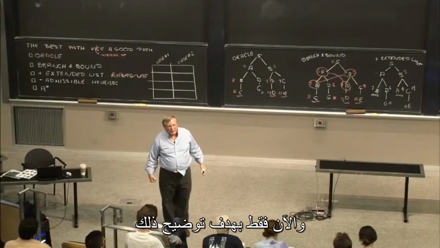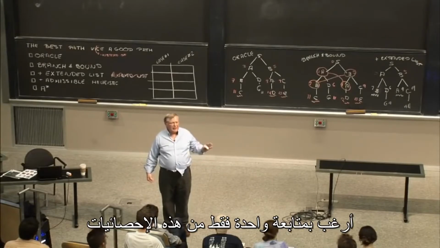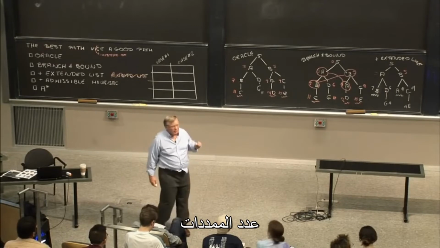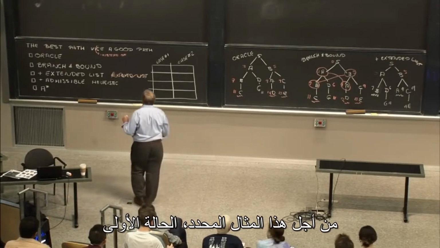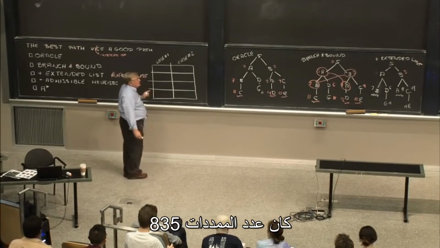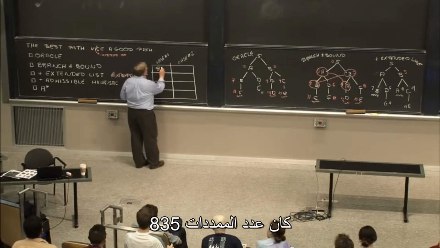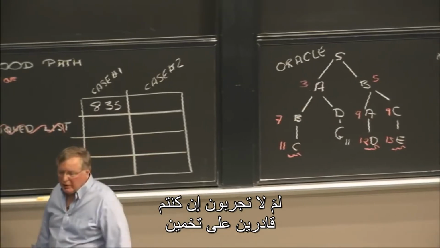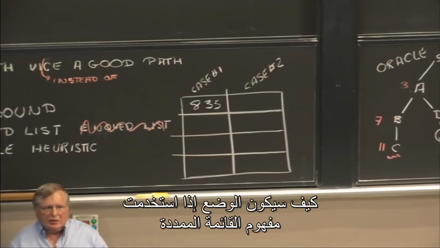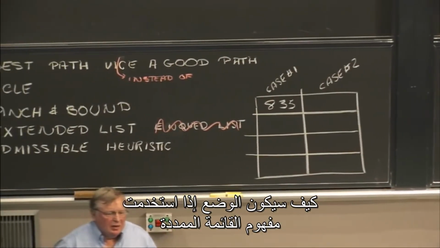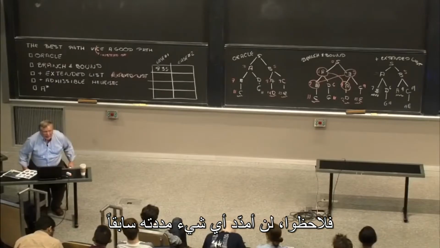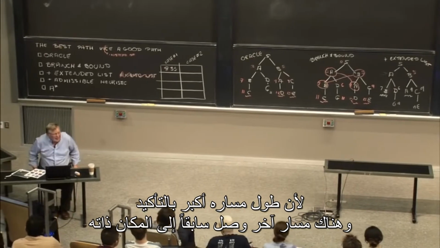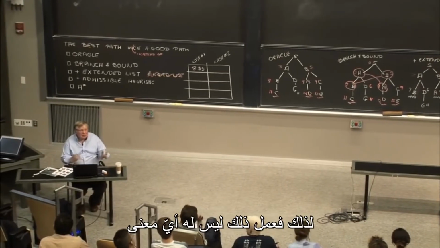So now, just for the sake of illustrating that, I would like to keep track of just one of those statistics, the number of extensions. So for this particular example, case 1, the number of extensions was 835. Why don't you see if you can guess to yourself what it would be if I use this concept of an extended list. I'm not going to extend anything I've already extended because it's guaranteed to have a longer path length than something that already got to that same place. So it makes no sense to do it.